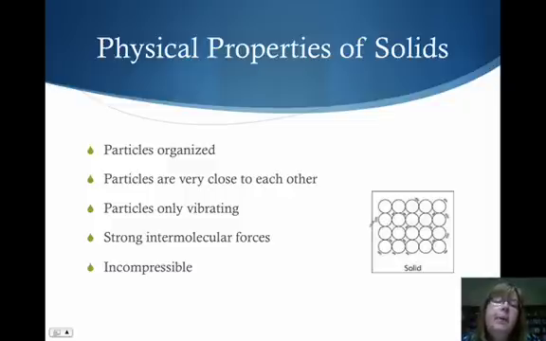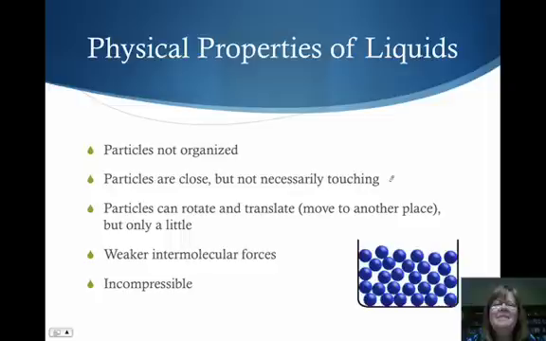And you cannot compress a solid. There's really no space to push these particles even closer together. They're already touching and quite close. So let's go on to a liquid.